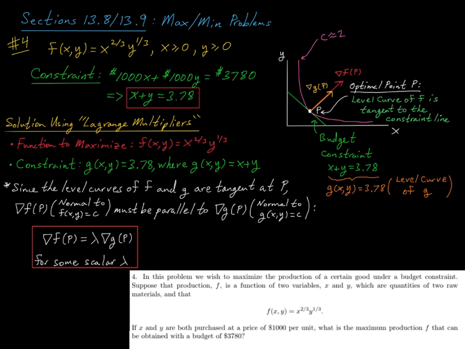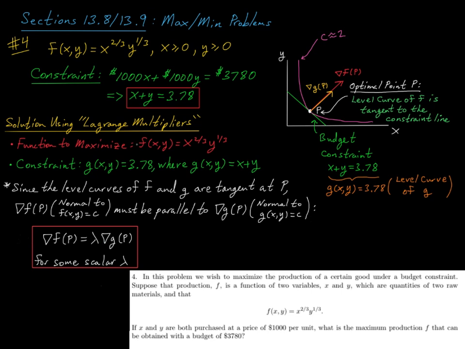And notice the way I've written the constraint line, g(x,y) = 3.78. That's just a restatement of this equation, x plus y is 3.78. It's a level curve of the function g, so the gradient is perpendicular, or in other words normal, to that green line. And so yellow and red, these vectors have to be parallel. That means there's some scalar, I'm going to call that scalar lambda, this is known as a Lagrange multiplier, such that the gradient of f is equal to lambda times the gradient of g.